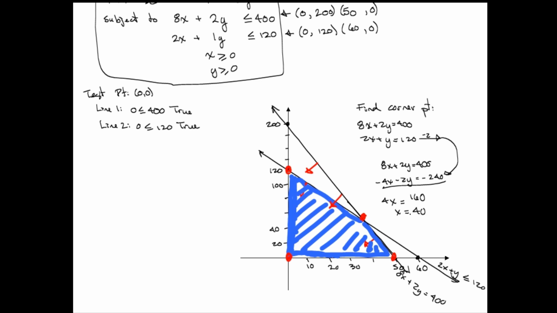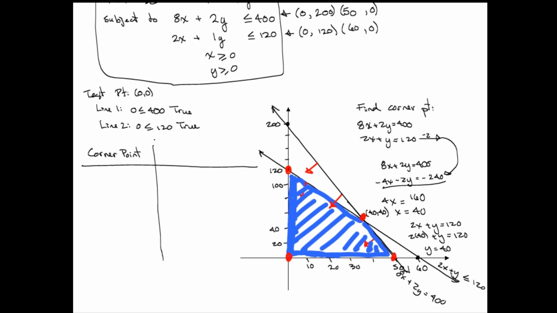And then if I put that into one of my equations, let's put it into 2x plus y equals 120. So 2 times 40 plus y equals 120. So y is equal to 120 minus 80, which is 40. So this point right here is 40, 40. So let's make my table with my corner points. I'm going to list out my corner points, and I'm also going to put my objective function for each of them.